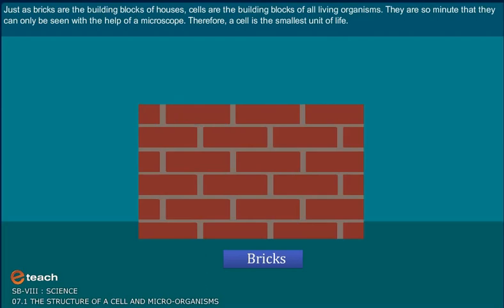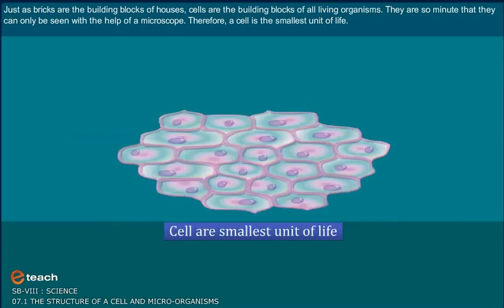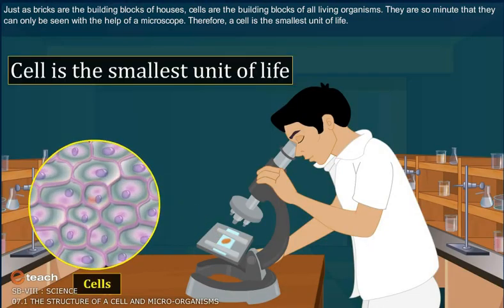Just as bricks are the building blocks of houses, cells are the building blocks of all living organisms. They are so minute that they can only be seen with the help of a microscope. Therefore, a cell is the smallest unit of life.